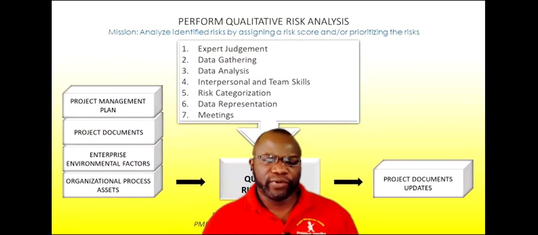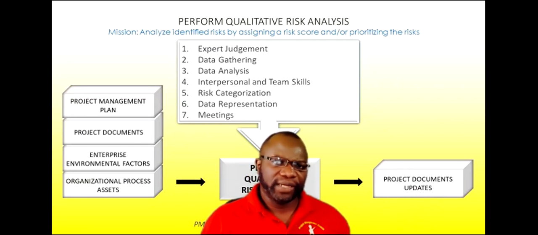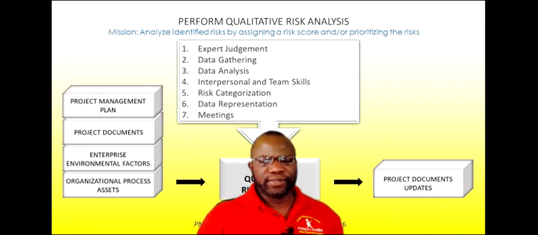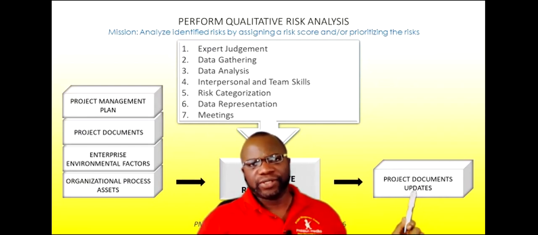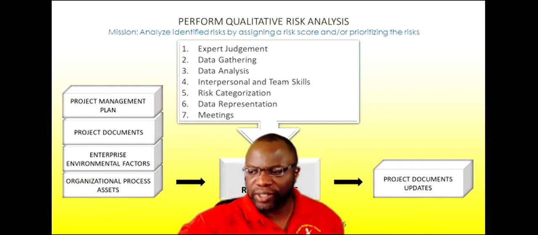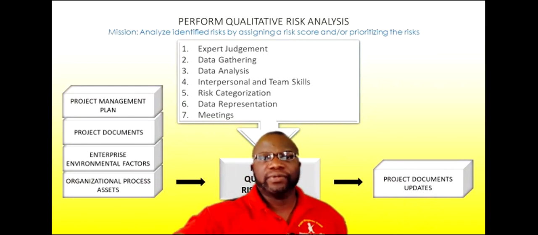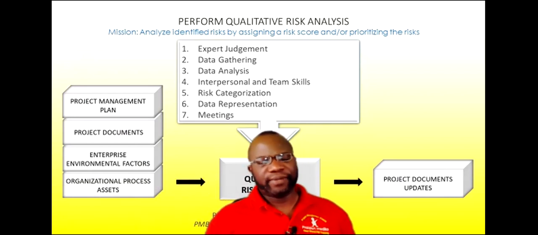The next process is perform qualitative risk analysis. We only have one output, project documents updates. It looks very incomplete. Why does it look so incomplete? Because we are updating, remember Catherine's question? We are updating the risk register and the risk report. Those are always going to appear as project documents updates. You're not going to see this as anything other than project documents updates from now till the end of risk. You're going to keep seeing project documents updates because the risk register is in there.